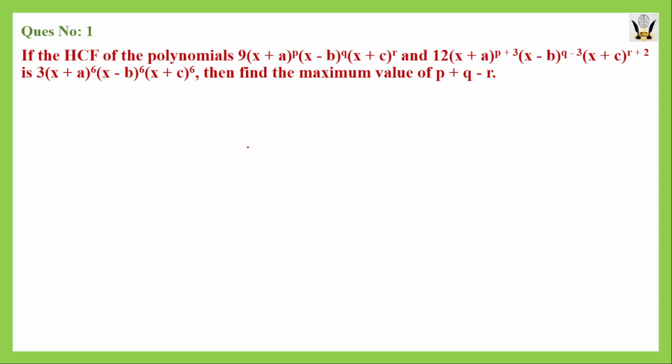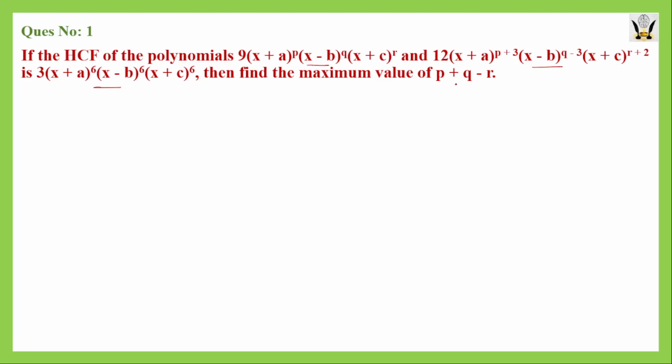The first problem sum is about the HCF, highest common factor, of the given polynomials. As we can see, we have two polynomials. So these two are given polynomials, and the HCF of these two polynomials is given. Now we have to find the maximum value of p plus q minus r.